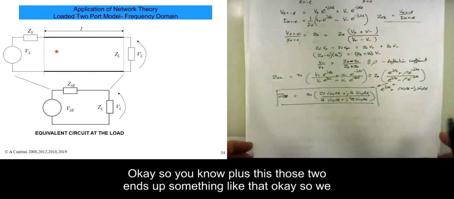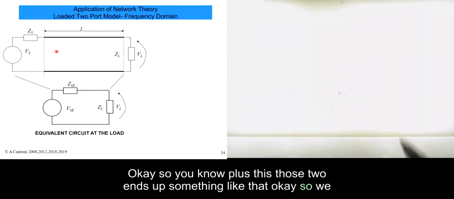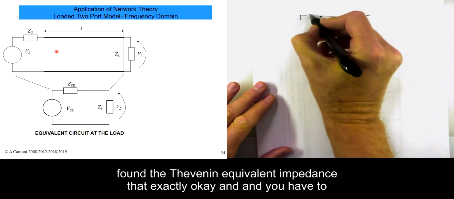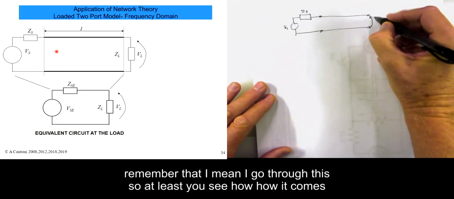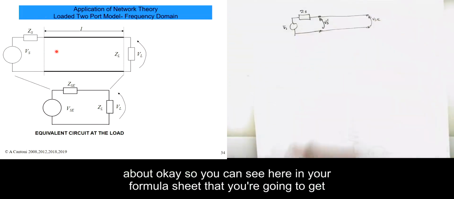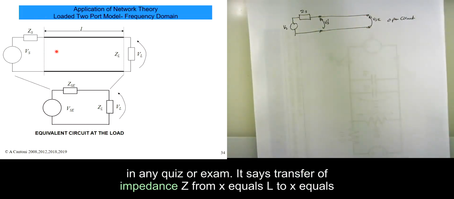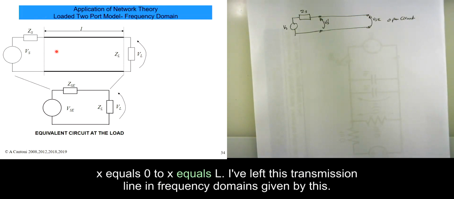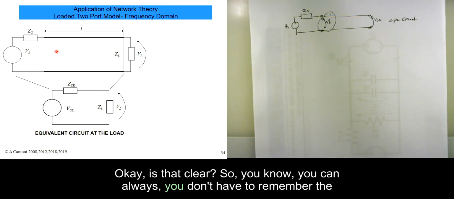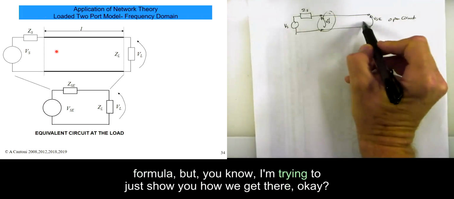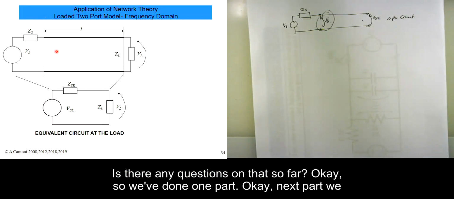So those two end up something like that. So we found the Thevenin equivalent impedance. Is that clear? You don't have to remember that. I go through this so that at least you see how it comes about. You can see here in your formula sheet that you're going to get in any quiz or exam, it says transfer of impedance Z from x equals 0 to x equals L along a lossless transmission line in the frequency domain is given by this. Is that clear? You don't have to remember the formula, but I'm trying to show you how we get there. Are there any questions on that so far? So we've done one part.